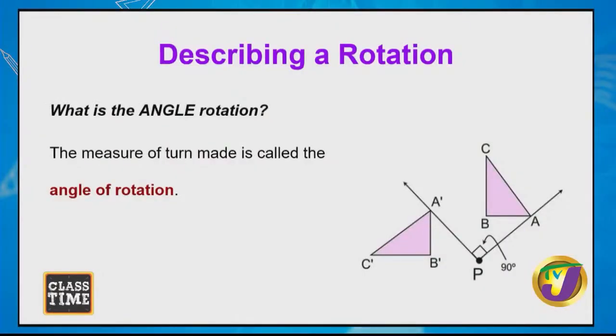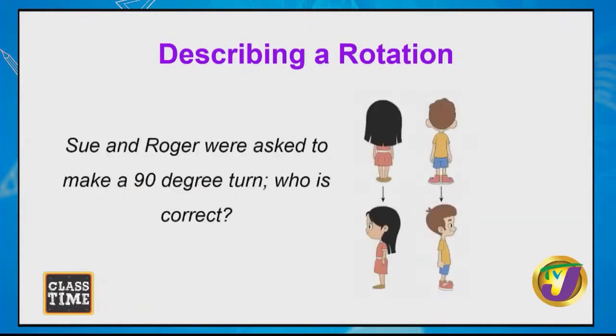All right, so I have a scenario for you. Sue and Roger were asked to make a 90-degree turn. Who is correct? All right, hold on. Wait. So Sue and Roger were asked to make a 90-degree turn. I'm betting on Sue, right? Are you sure that's your final answer? Yeah, because I'm seeing where Sue made a 90-degree turn. Look at where she was facing initially in the picture up at the top, and then the one below is showing where she's facing. Of course, she made a 90-degree turn. Okay, so what about Roger?